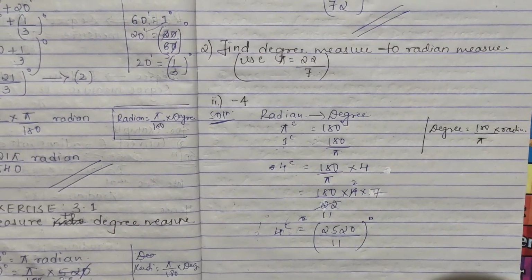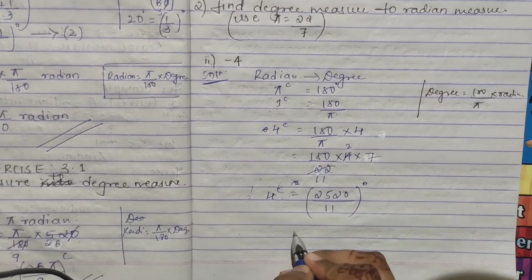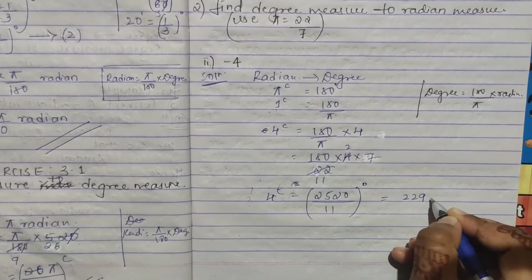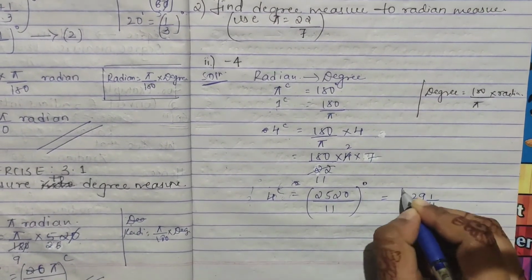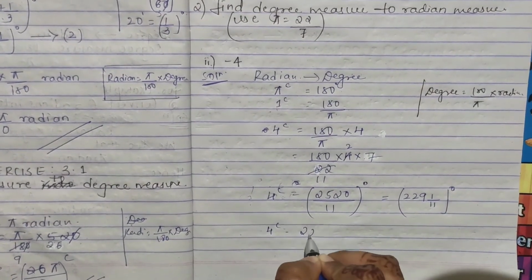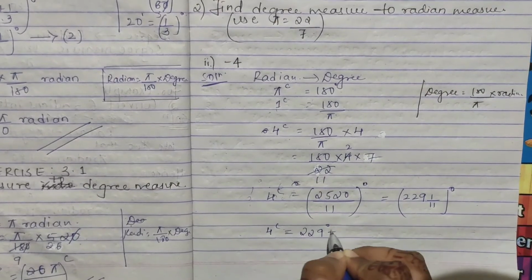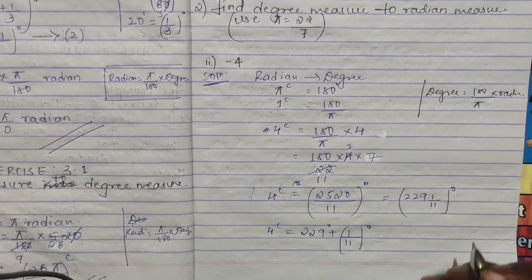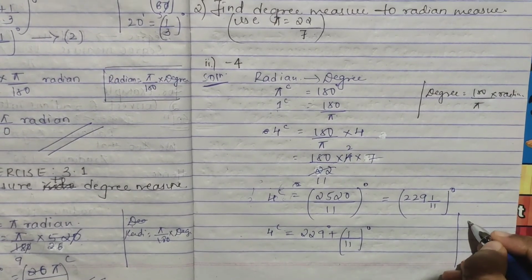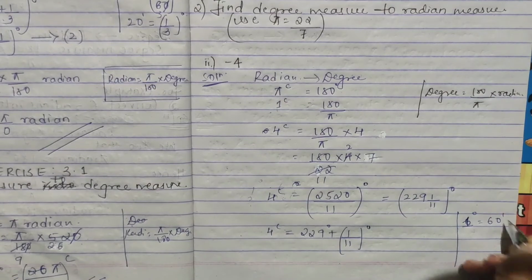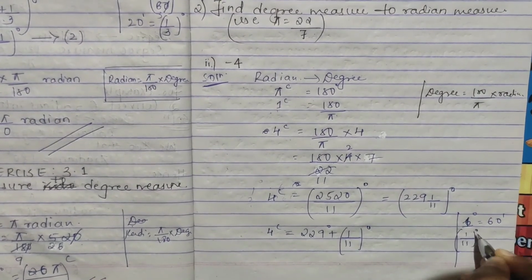In minutes also we will convert. So if we divide this, I am writing here only, you will get 229 1 by 11 degree. So if it is like this, how do we do it? 4 radian is 229 degree plus 1 by 11 degree, right. Now this will convert into minutes. We know that 1 degree is equal to 60 minutes, right. So 1 by 11 degree will be how much?